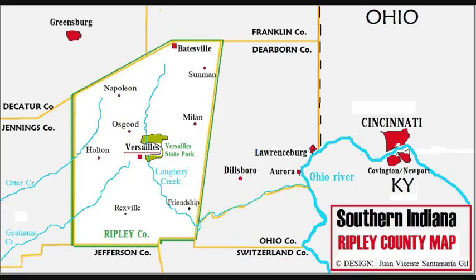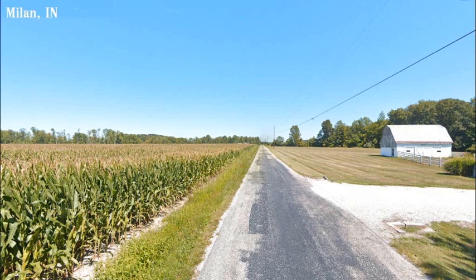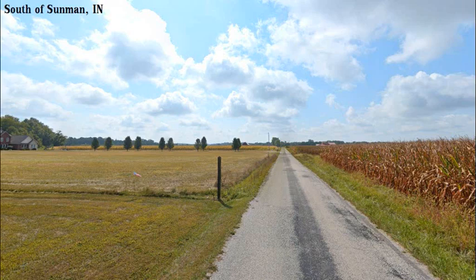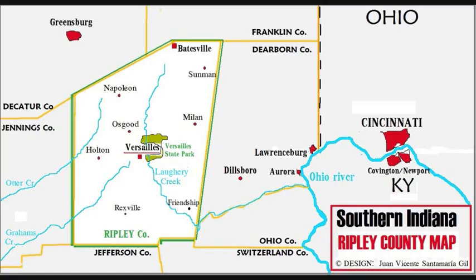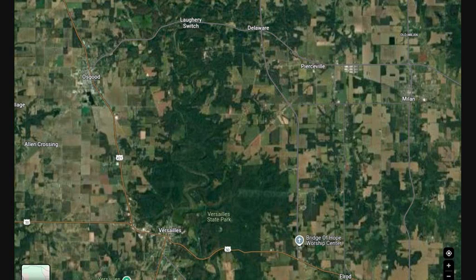The area outside Milan is mainly flat. Ripley County is located in what is called the Dearborn Uplands, a series of plateaus of about 300 meters above the sea level, only broken by rivers and streams. Here you can see a satellite image of the Milan area, the central part of Ripley County.